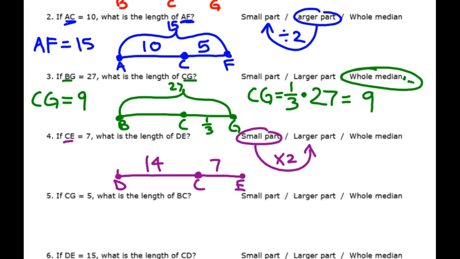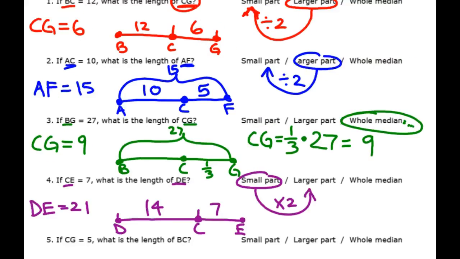Right? Now what am I looking for? DE. So I'm not looking for DC. The answer is not 14. It's all the way, the whole median. So I'm going to have to take 14 and 7 and add them up. And 14 plus 7 for DE is going to be 21. Okay?